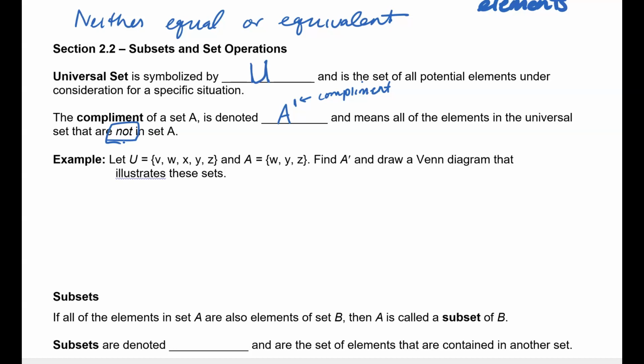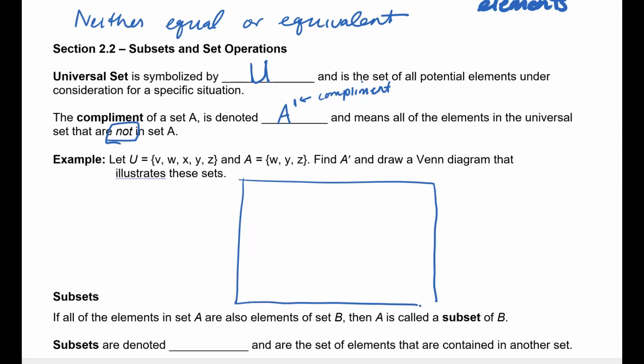Let U be the set of elements V, W, X, Y, Z, and then we've got A here. Find A complement and draw a Venn diagram that illustrates these sets. Okay, this is the first time that we've talked about a Venn diagram. So what is a Venn diagram? You may have seen these and used them before, hopefully so, but if not, that's okay.